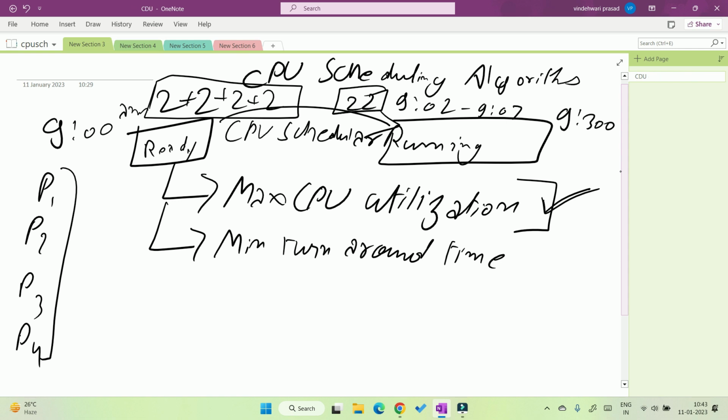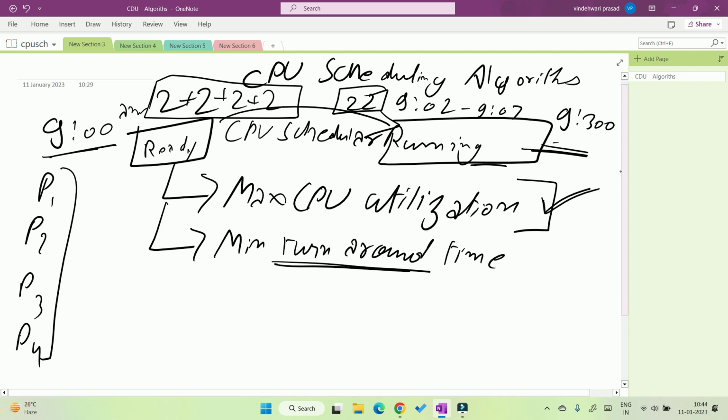Minimum turnaround time means the difference between the time when it enters and the time when it exits. This difference is called turnaround time. So here the turnaround time is 30 minutes: 9:30 minus 9 is 30 minutes. We have to select a process on the basis that turnaround time becomes minimum. I hope you understand.